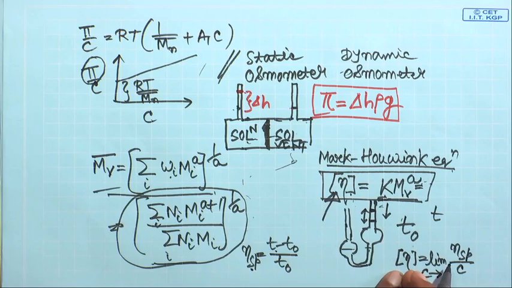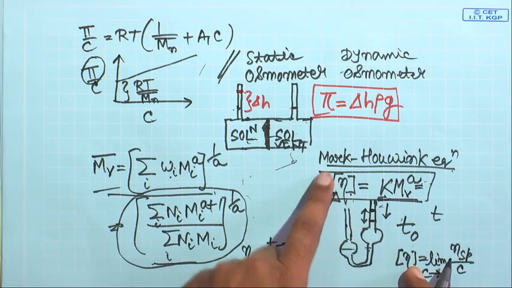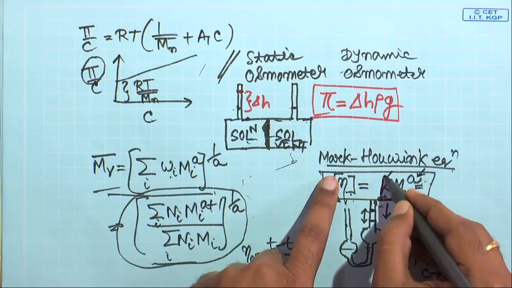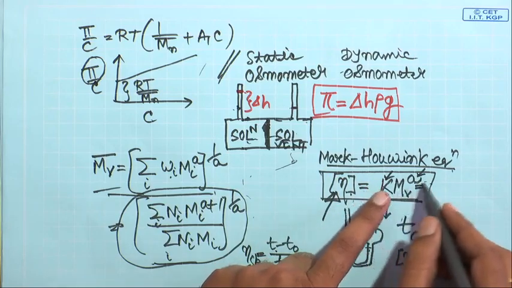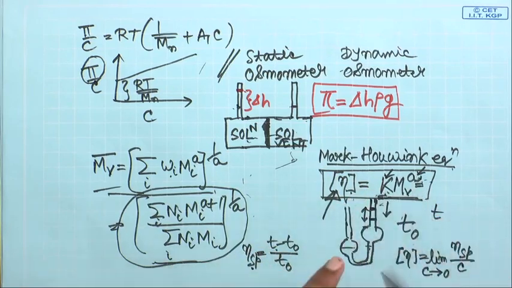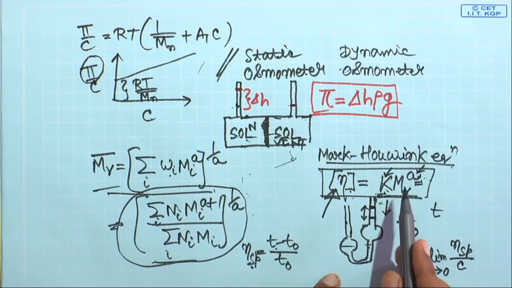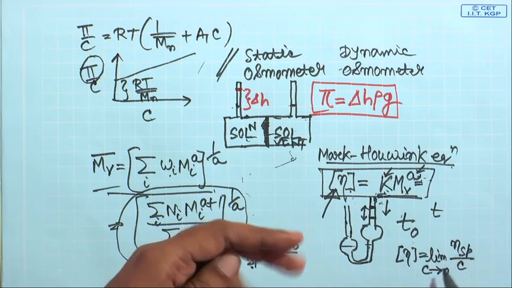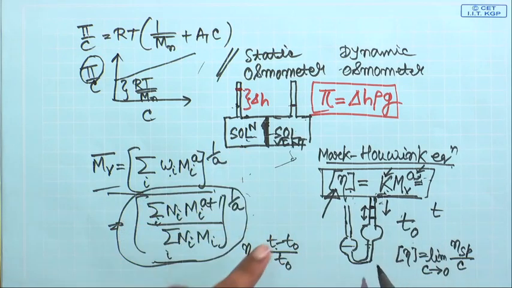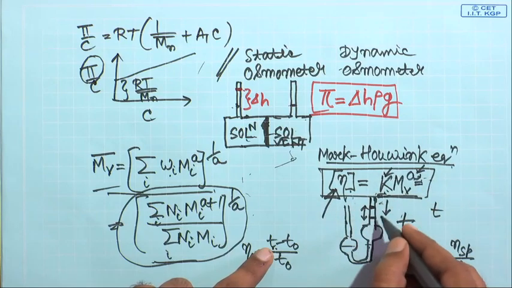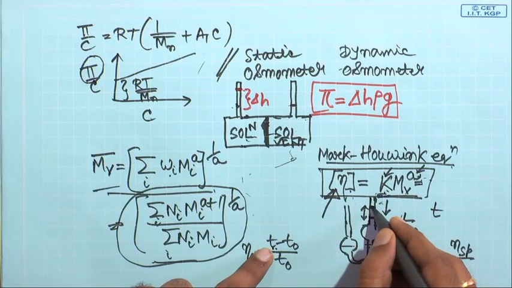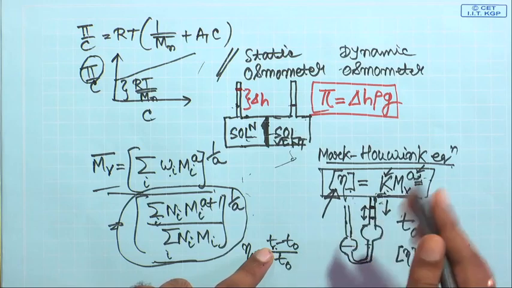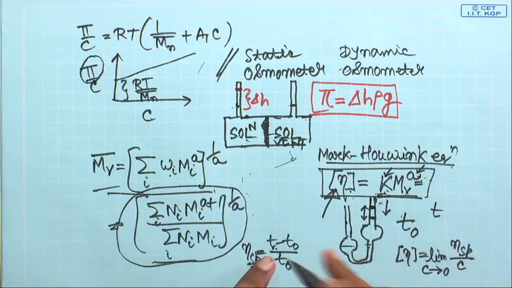If you can determine this intrinsic viscosity, and if you know the values of K and a, I am assuming you know them, we might talk about how to determine them later, then you can determine the average molecular weight, which is the viscosity average molecular weight. So, how do you do that? You prepare polymer solutions of different concentrations and determine this value of t. Suppose you prepare 4 concentrations, then you can find 4 different times, corresponding to the time it takes for the solution to come from this point to this point. So, that will be t1, t2, t3, t4.